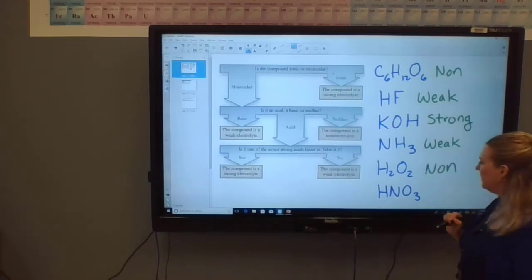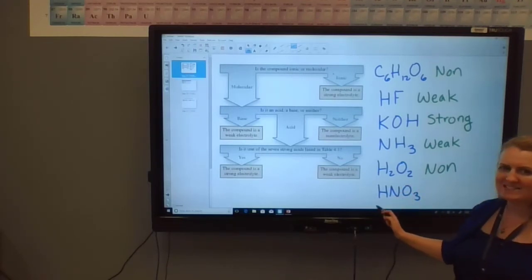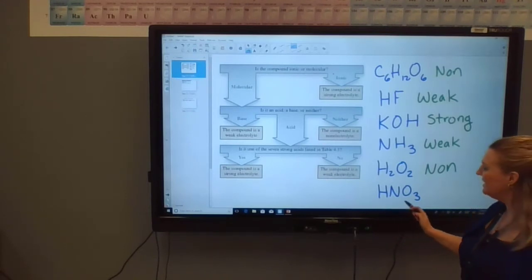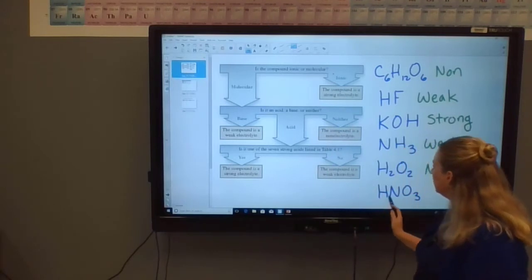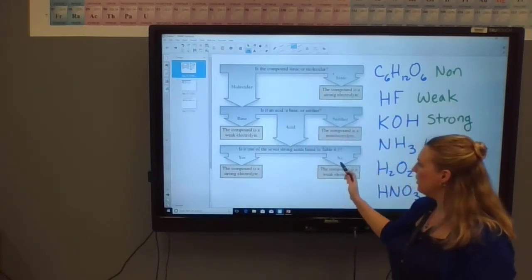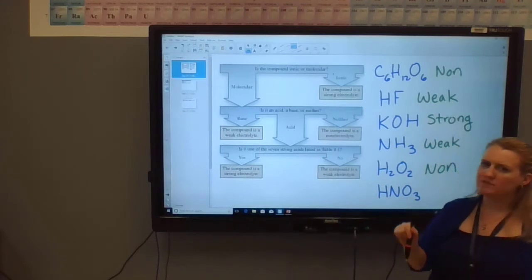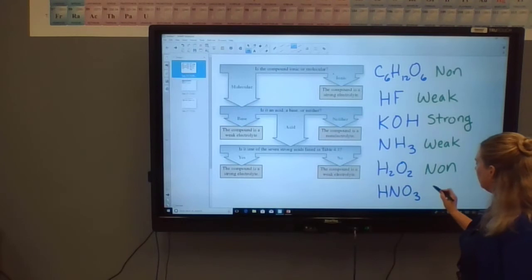The last example here is HNO3. So NO3 is nitrate, so the acid formed from it must be nitric acid. So following down, it is molecular, it is an acid, and if you check table 4.1, HNO3 is one of the 7 strong acids, so yes it is. So therefore it is a strong electrolyte.